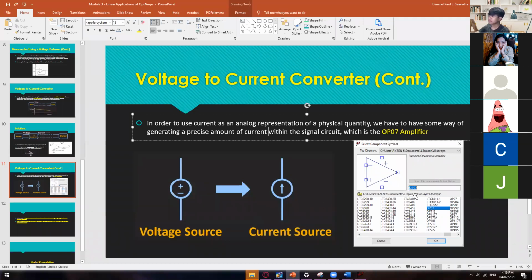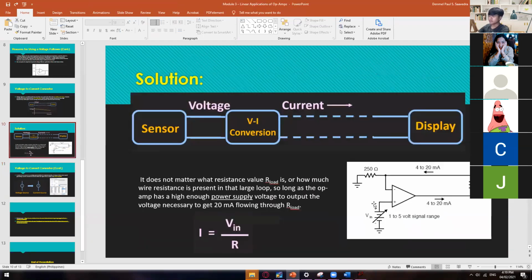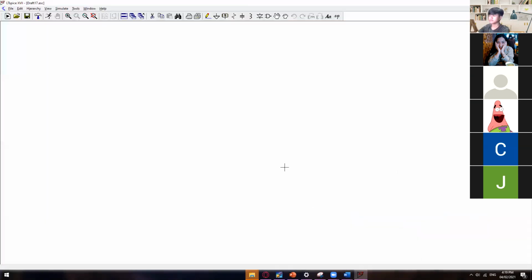So just look in LTSpice at the OP07. You will see here it's a precision operational amplifier. It has the same schematic: we have the rail voltages here, the inputs, the inverting and non-inverting. It's just that this one is designed for a more precise amount of current. So let's now try to recreate this one and see if we can get the same result.